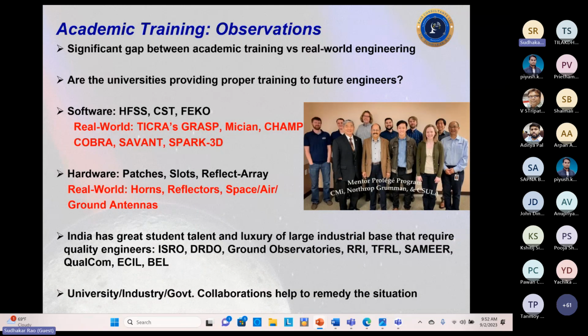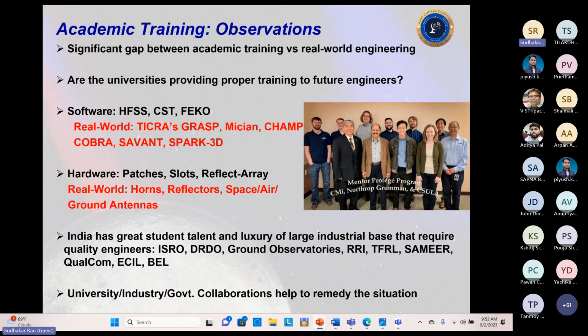And then this is the last slide, I think. This is some comment I sort of made before. So there seems to be a big gap, not just in India or Asia, it's the US as well. So the question is whether universities are providing proper training to future engineers. The answer is no, because with software, I think people are happy to do HFSS, CST, FEKO.